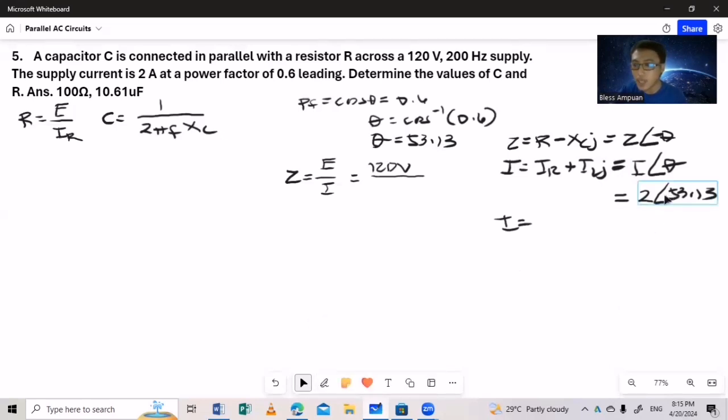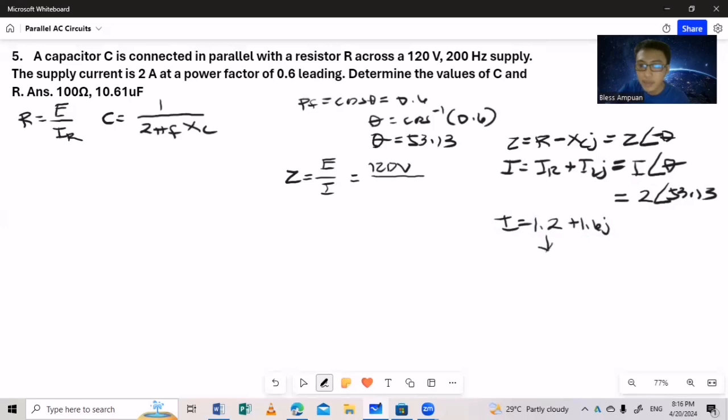So therefore, if we are going to convert this polar form into its rectangular form, just use your calculator. This is equal to 1.2 plus 1.6 J. And of course, we know that the first term that doesn't have a J is our I sub R.